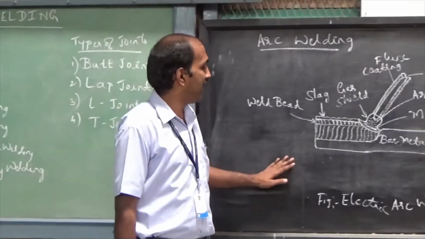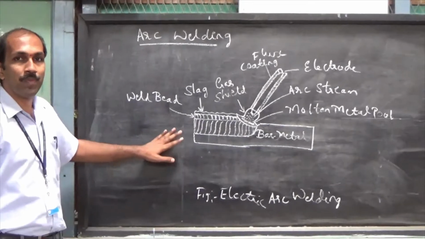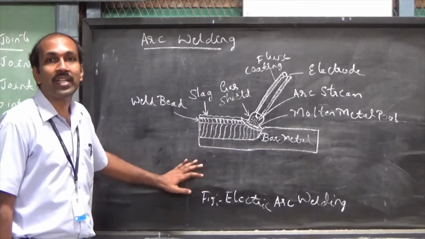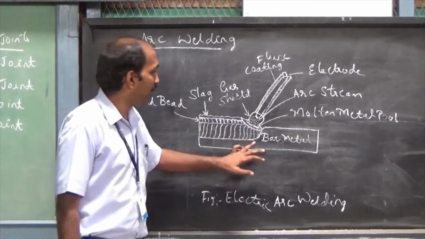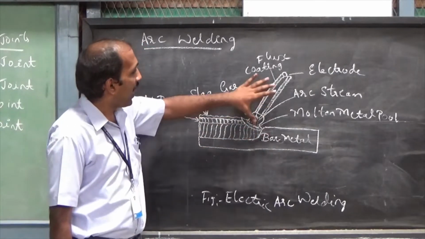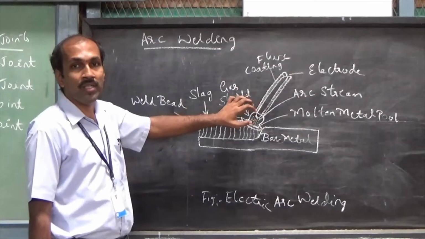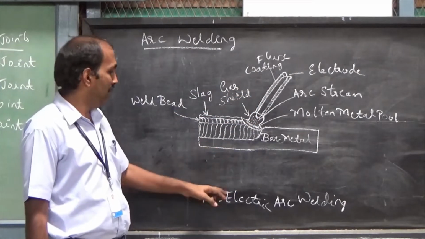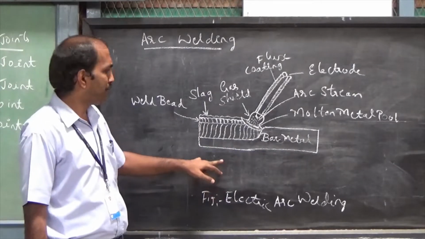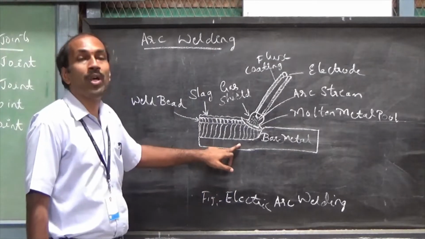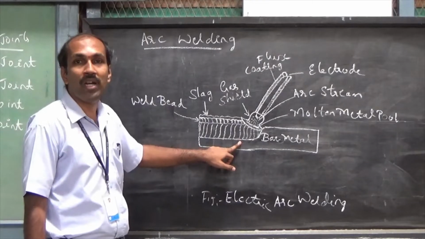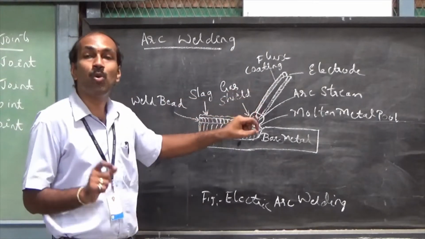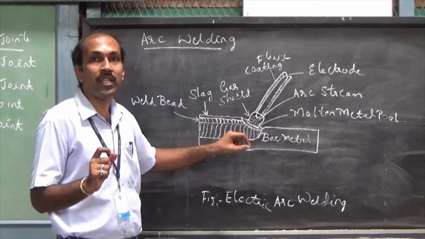Then what is the working principle of this arc welding process? This figure shows the schematic representation of the electric arc welding process. Here you can see this is the base metal and this is the electrode. See how the welding operation is carried out with the help of this process. Normally the workpiece or the metal piece to be welded forms one pole of the circuit, and the electrode which is held by the operator forms the other pole.